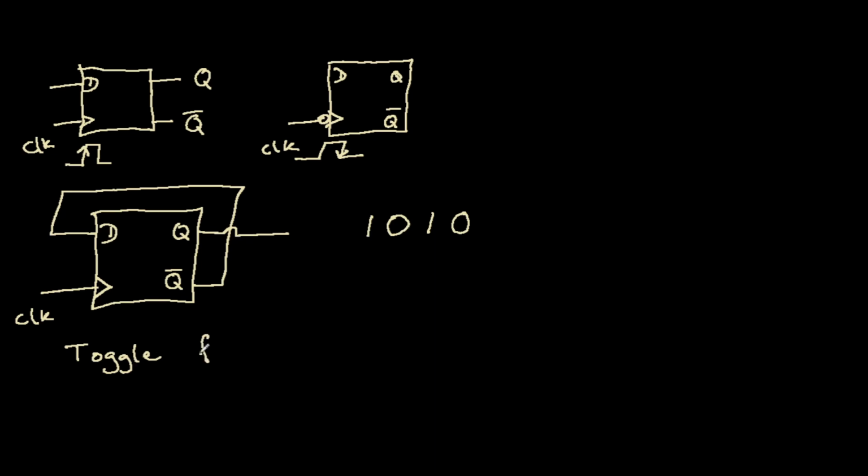So this is a toggle flip-flop. What it does is that it always toggles. Whenever there's an active clock transition, it toggles. So this is our TFlipFlop. This is how it works.